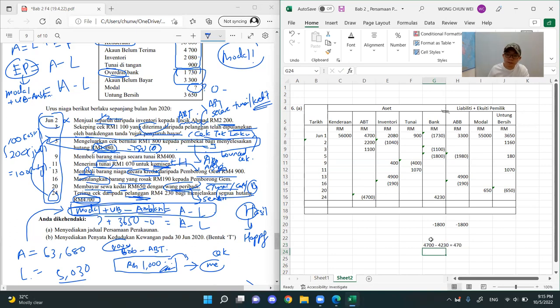470 ringgit. Okay, so what does this 470 ringgit mean? Yes, you're right, it's a discount, but it is not a discount given to me. Impossible. Imagine you're selling a shirt or you're selling food. Okay, you have a restaurant, you sell food.